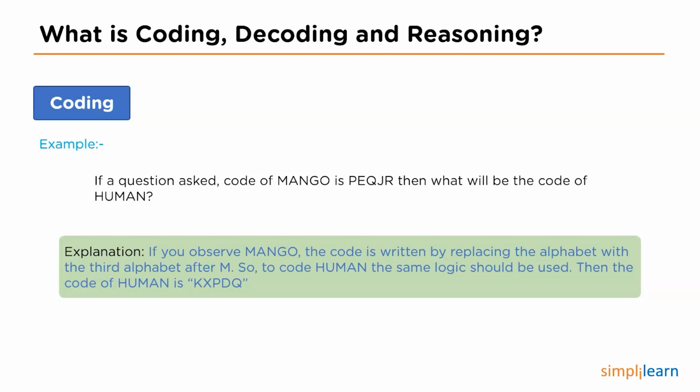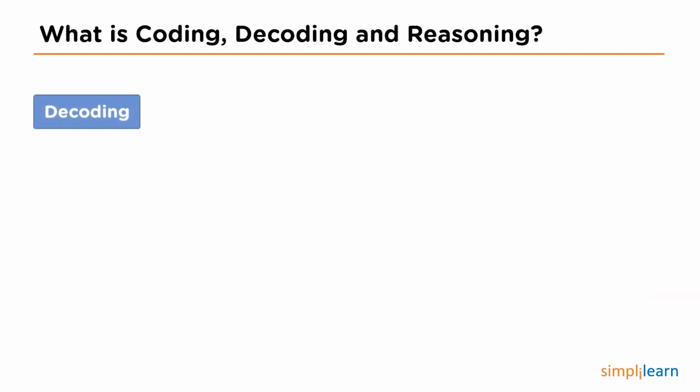If a question asks, the code of mango is PEQJR, then what will be the code for human? Explanation. If you observe the above example, the code of mango is written by replacing each letter with the 3rd alphabet after it. So, the same should be done for human. So, the updated code will be K, X, P, D and Q. This is the process of how coding works.